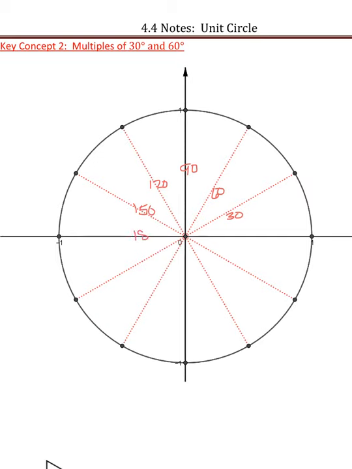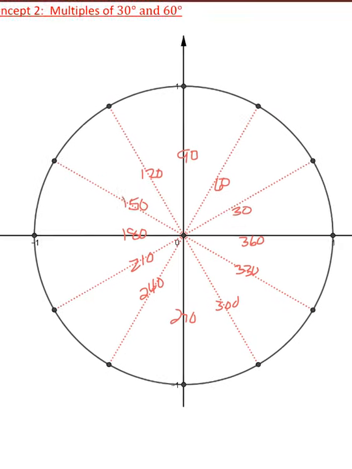180 degrees, 210, 240, 270, 300, 330, and all the way around. We started here at 0, which is also 360. They're in the same place. Okay, so those are our angles in degrees.